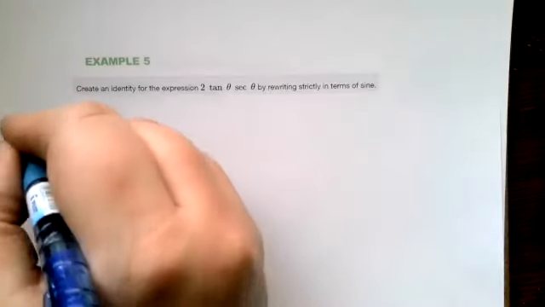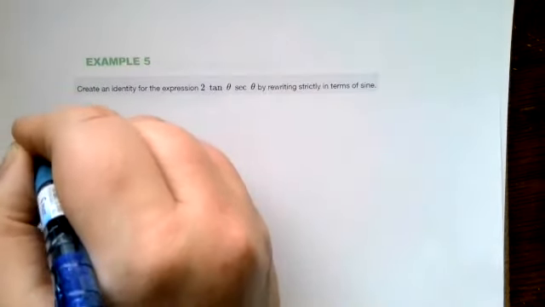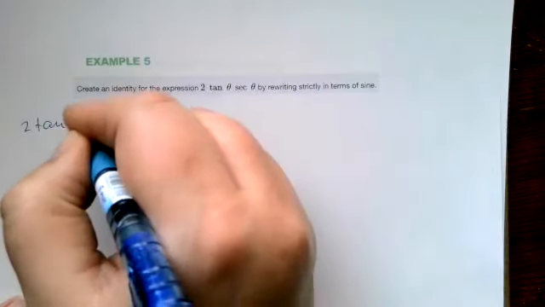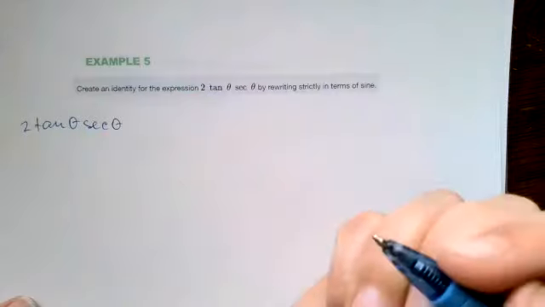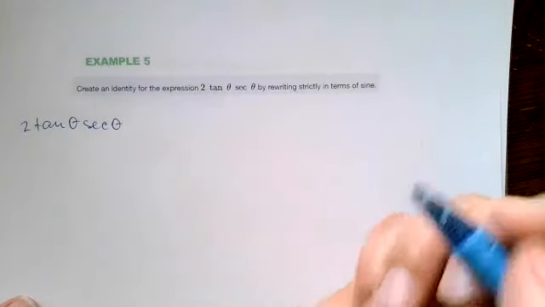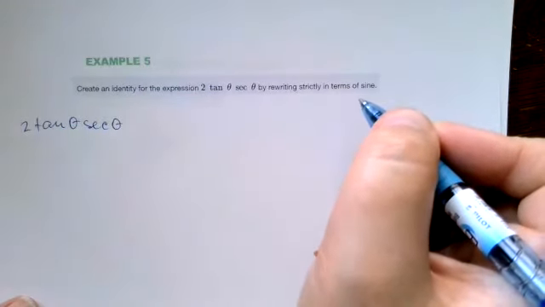Let's take a look at our next example, 5. It says create an identity for the expression 2 tangent theta secant theta by rewriting strictly in terms of sine.